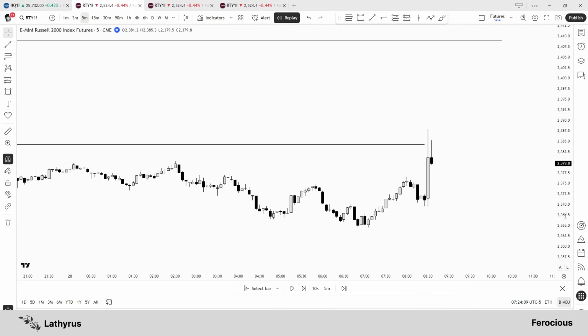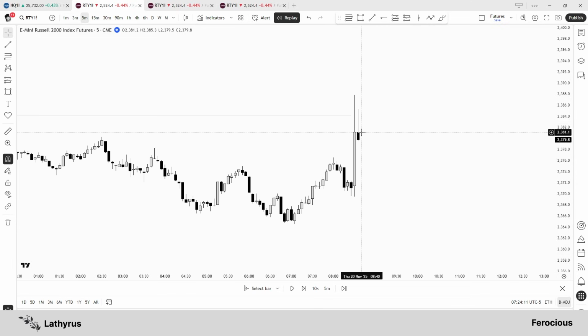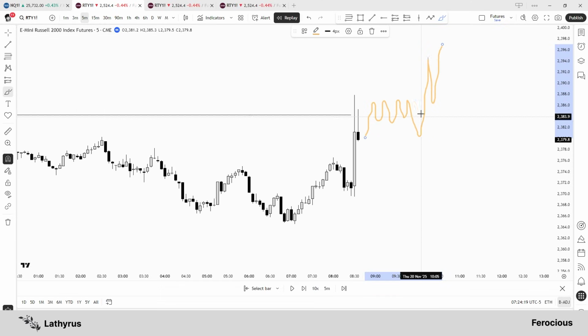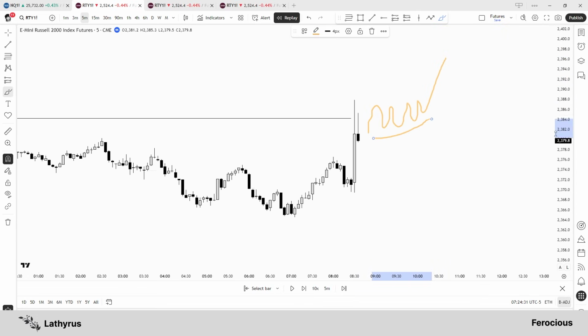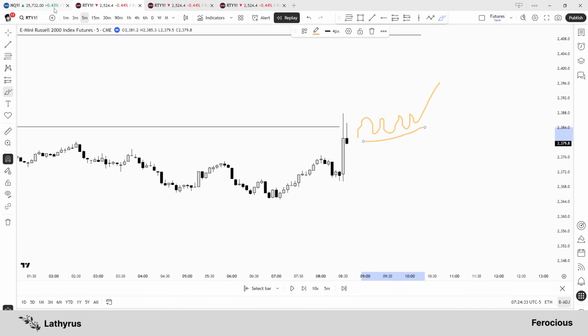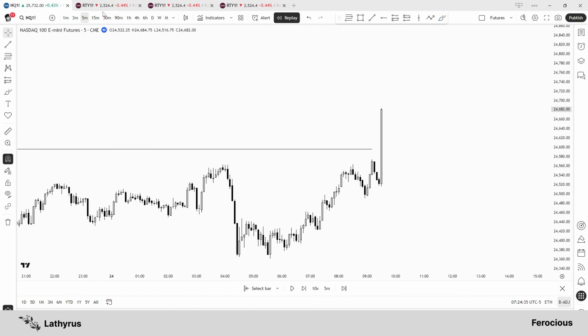So what could have happened too here? Instead of retracing into a new phase expansion, we could have consolidated a bit, take range low, and then expand higher by taking the lows and expanding higher. Or we could have consolidated and expanded away from this consolidation by creating a valid SMT throughout the triad. So this example is basically the same as the first example here.